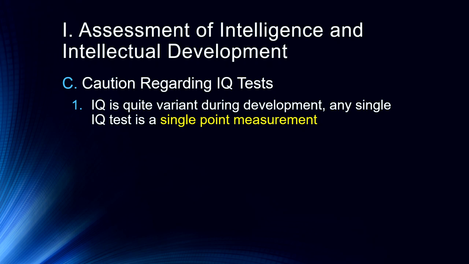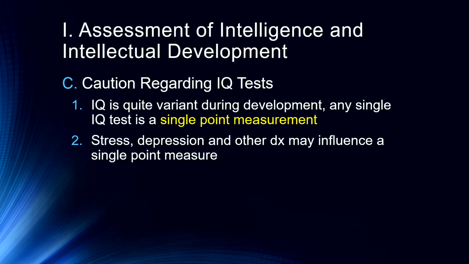So I do want to urge some caution in interpreting intelligence scales. IQ is quite variant during development, and any single IQ test is what we call a single point measurement. That is, it was their IQ on that day at that time. So stress, depression, and any other differential diagnosis might influence a single point measure. If a child is depressed, under a great deal of stress, had a bad day, is distracted, has the flu, who knows?